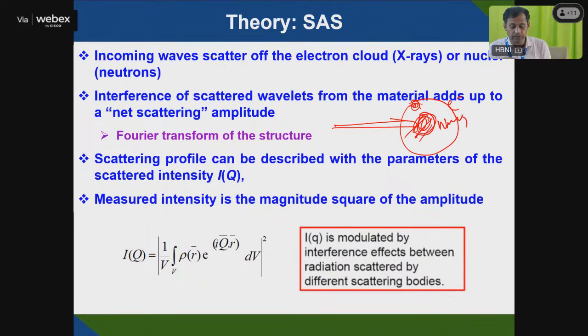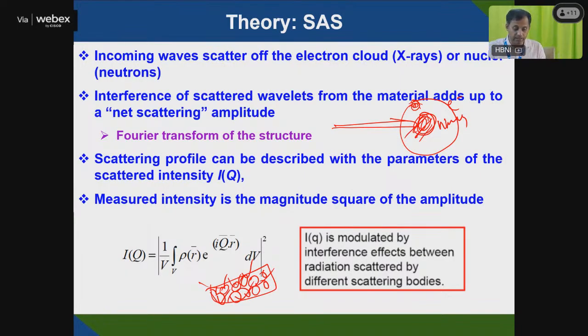So interference of the scattering wavelets from the material adds up, as many particles are there. In some substrate, if this is a substrate, you take many samples, there are many crystals. So what will happen? The scattering of the individual particles will come out. Then you have to add it.